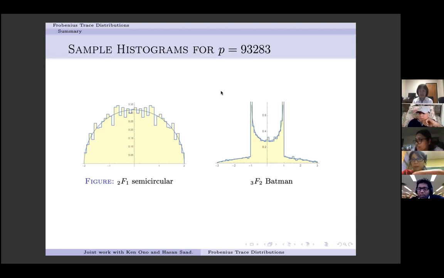For the 4F3 functions, we want to make a histogram which doesn't look like Batman or this semicircular, which are totally different. So from the histogram we could guess, okay, we'll obtain a different distribution, but how to prove those distributions, we haven't done any kind of.